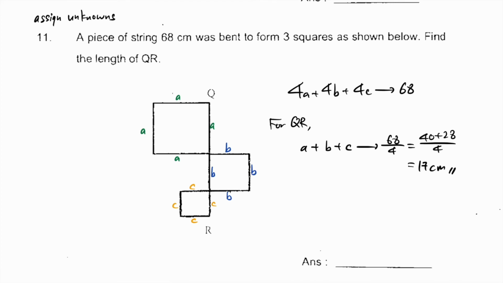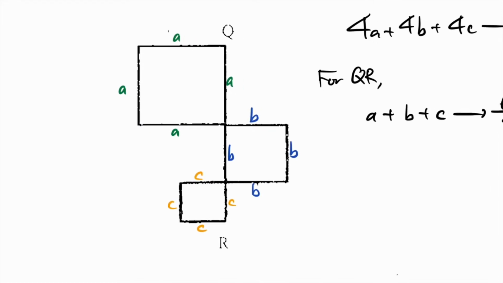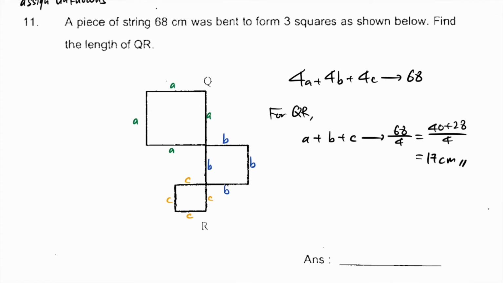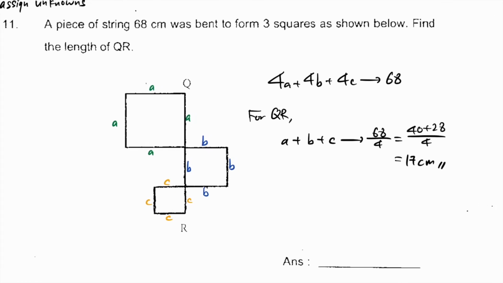Question 11, a piece of string 68 cm long. Well, that's basically telling you the entire perimeter of this is 68 cm. So it's formed by a wire to form 3 squares. Okay, I like to assign unknowns here. What do I mean by that? Look at the largest square here. Because it's a square, all sides are equal. So I'll call this A, and then 4 Bs and 4 Cs. Given that the perimeter was 68, that tells me 4 A's plus 4 B's plus 4 C's is 68.